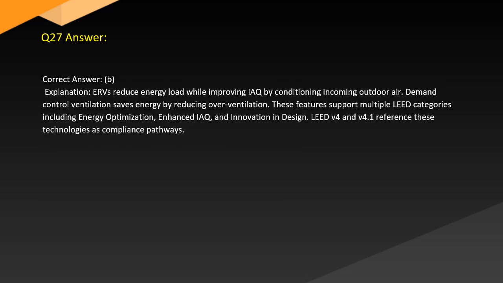Answer. Correct answer: B. Explanation: ERVs reduce energy load while improving indoor air quality by conditioning incoming outdoor air. Demand control ventilation saves energy by reducing overventilation. These features support multiple LEED categories, including energy optimization, enhanced indoor air quality, and innovation in design. LEED v4 and v4.1 reference these technologies as compliance pathways.